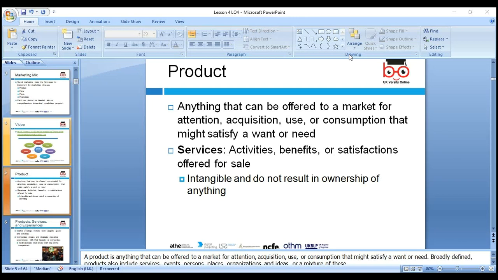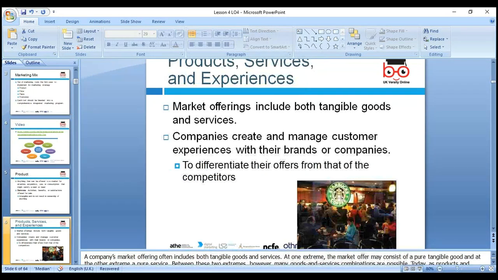So, service. Service is normally intangible. We can't see it. It's instant. Services are activities, benefits or satisfactions offered for sale. They are intangible, don't have a physical substance, but are instant, so we need to look at how they are delivered. They don't result in the ownership of anything. So product is anything that can be offered to a market for attention, acquisition, and use. So please, guys, carry on reading the footnotes at the end of each slide. That will help you further to enhance your understanding.